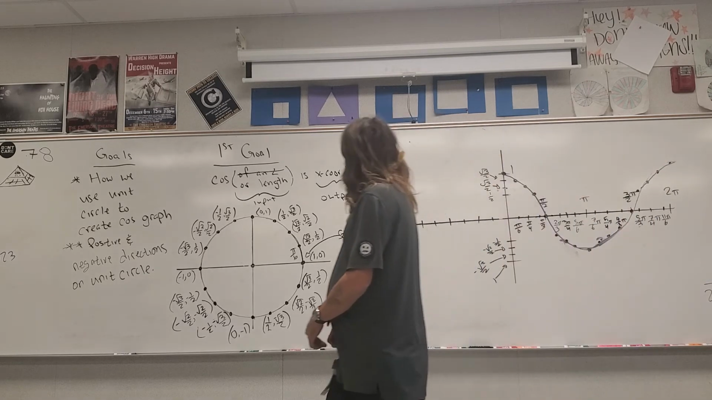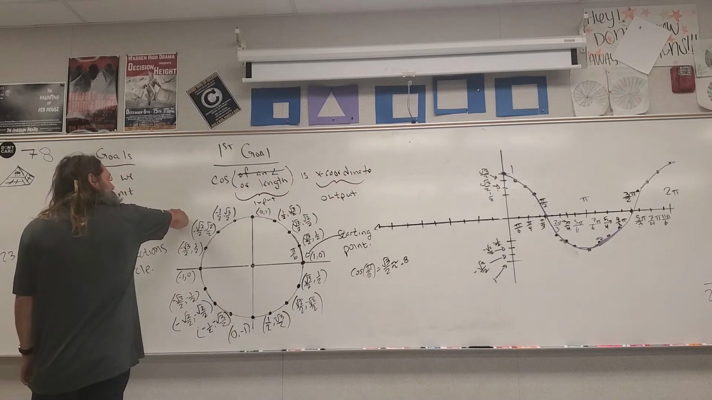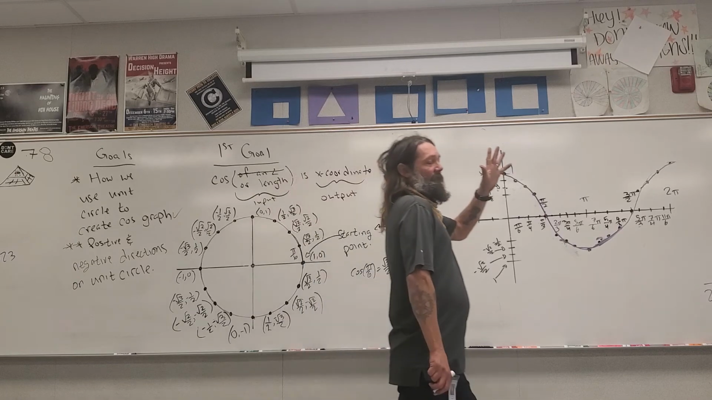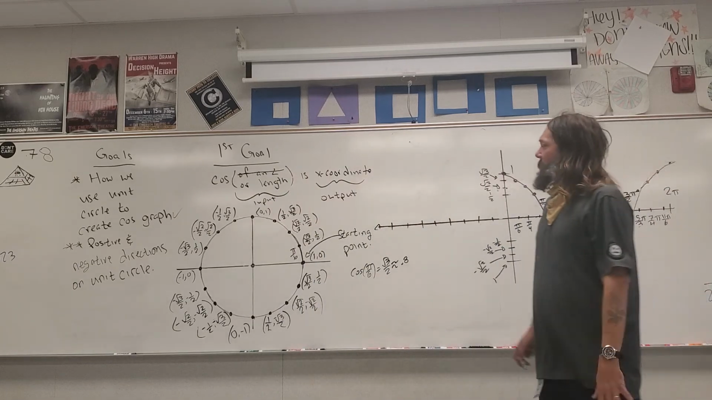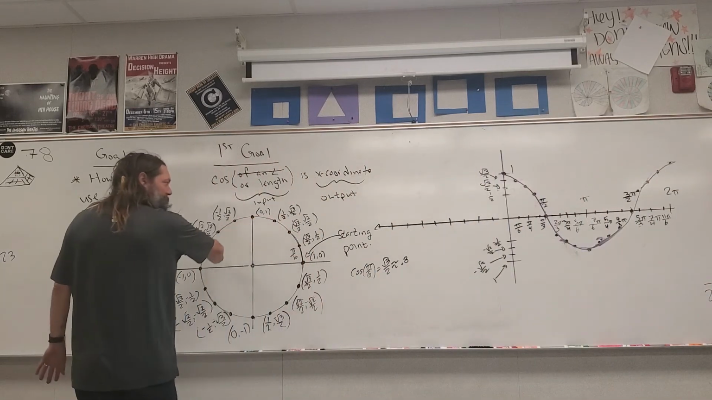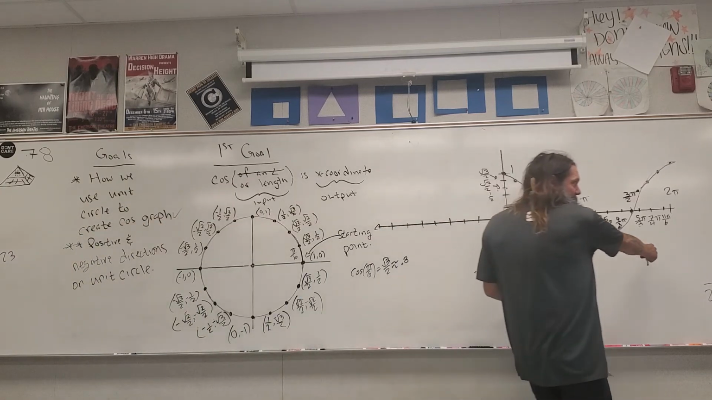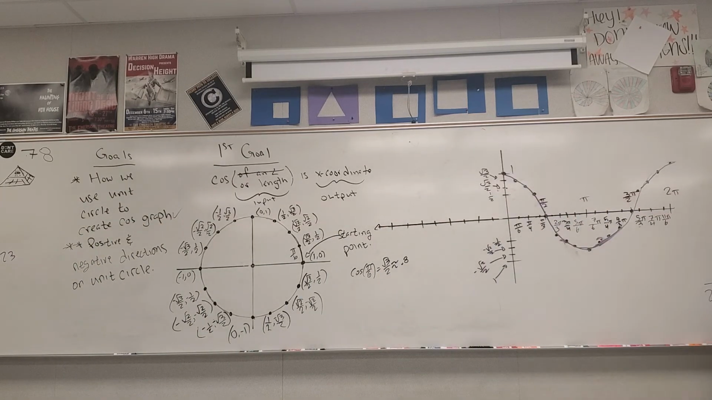So here's how I use the unit circle to create the graph of cosine, but I only did it for a length of 2 pi. Now, that's me going around the circle once. If I was to go around the circle again, I would have this repeating, and it would keep repeating.